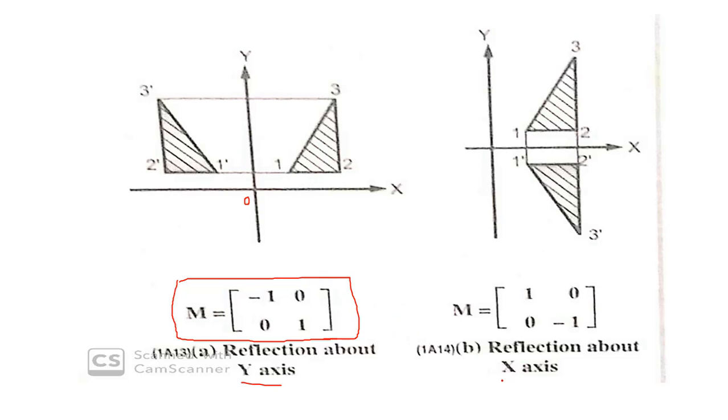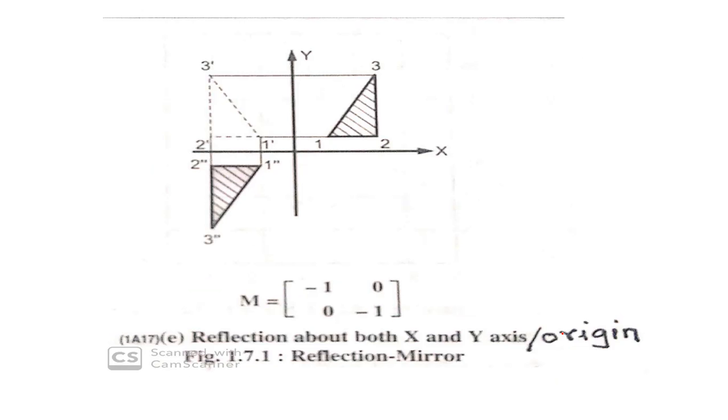Similarly, reflection about x-axis: about this x-axis the reflection happens. So this is the initial position and this is the final reflected position. In that case the mirror matrix will be m is equal to 1 0 0 minus 1. This is the reflection about origin. In that case the mirror matrix is minus 1 0 0 minus 1.